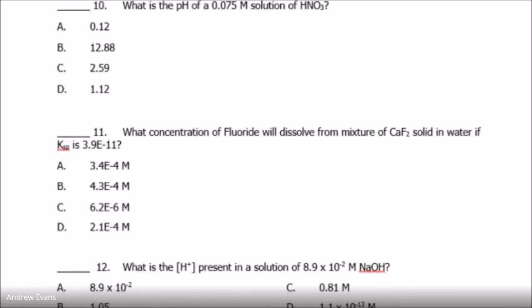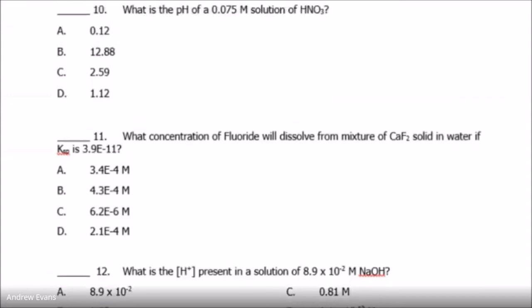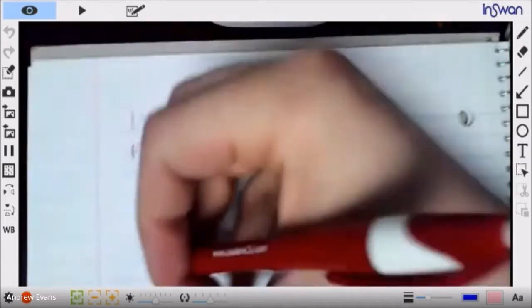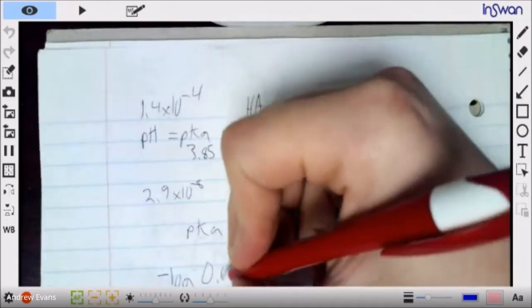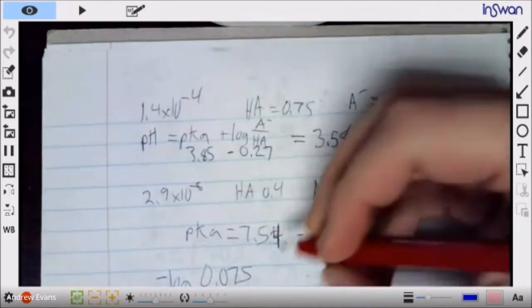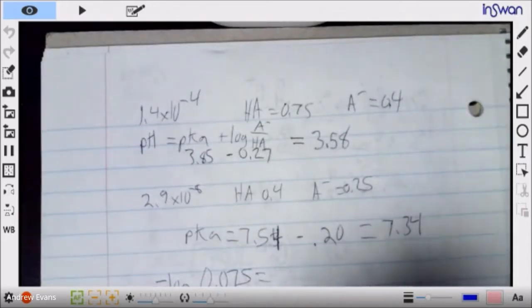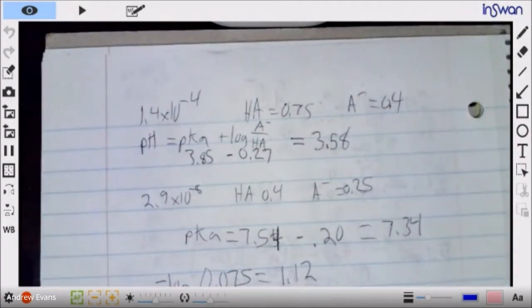Now, what is the pH of a 0.075 molar solution of nitric acid? Don't need to overthink this one. It is a strong acid, meaning just take the negative log of 0.075. It's going to give a pH of 1.12.